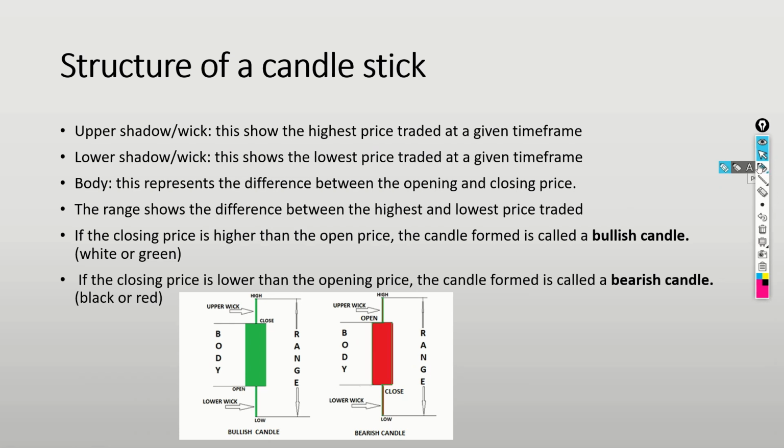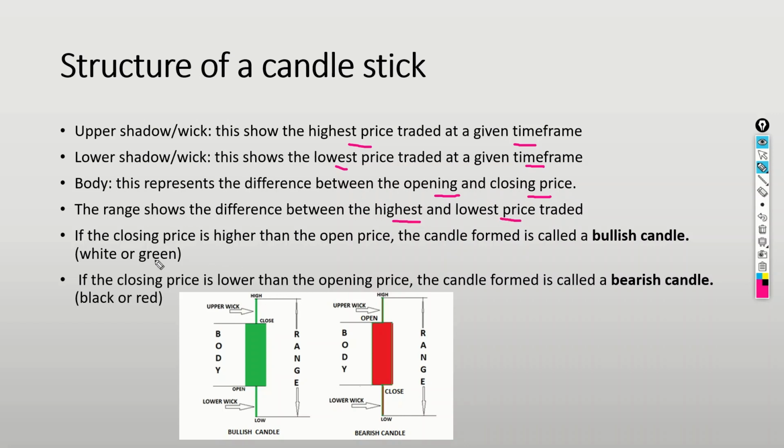We are still looking at the structure of the candlestick. The upper shadow or wick shows the highest price traded in a given time frame, and the lower shadow or wick shows the lowest price traded in that time frame. The body represents the difference between the opening and the closing price, and the range shows the difference between the highest and the lowest prices traded.